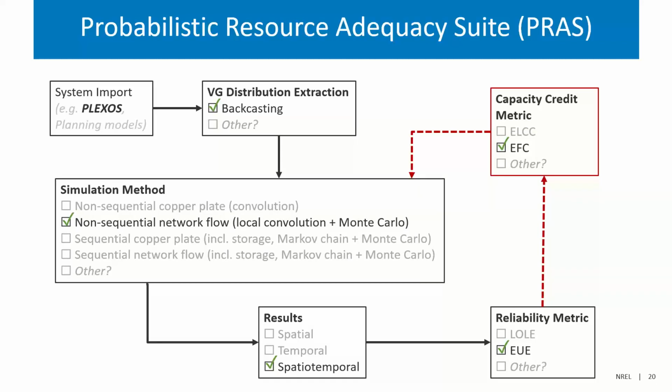So for example, you could say, okay, I want to input my data from Plexos. I want to consider backcasting, which is when you consider your VG and load to be fixed with no uncertainty. And then you could say, okay, I want to go with a non-sequential network flow, I want to express my results in spatiotemporal and express them in terms of EUE, and then calculate my capacity credit of the unit in terms of equivalent firm capacity.